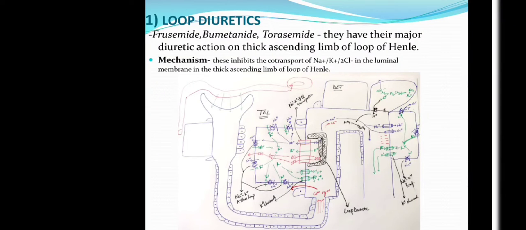Good afternoon, everyone. Now we come to the first category of the drugs, which are known as the loop diuretics or the high ceiling diuretics, which include furosemide, bumetanide, and torsemide. Now, these drugs have their major diuretic action on the thick ascending limb of loop of Henle. Mechanism we'll understand with the help of this diagram of nephron.